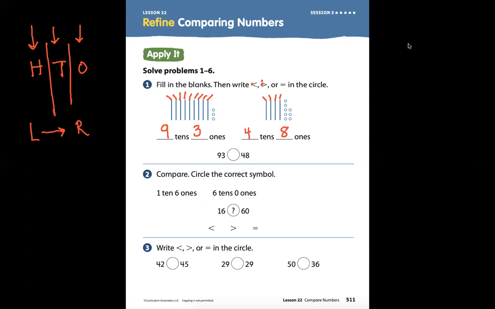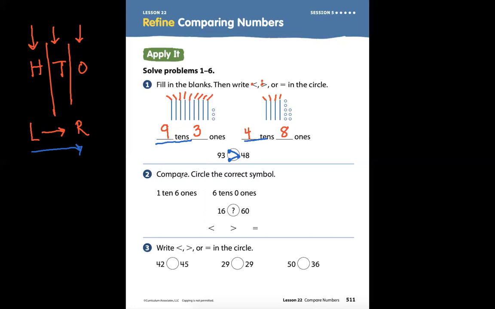We have to look at the place value first. Because this number has 2 digits, we look to the tens place first. So here we have 9 tens and 4 tens. Which number is greater, 9 tens or 4 tens? 9 tens is greater, right? So we put 2 dots on the side of 9 tens. 4 tens is less or fewer, so it gets 1 dot. Then we connect the dots and we read from left to right, and we say 93 is greater than 48.